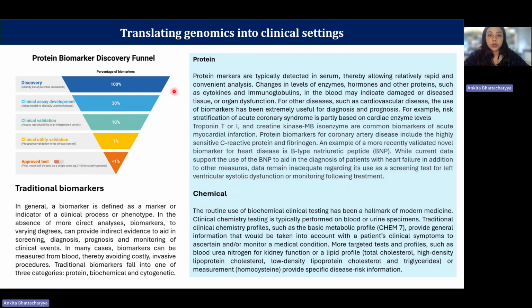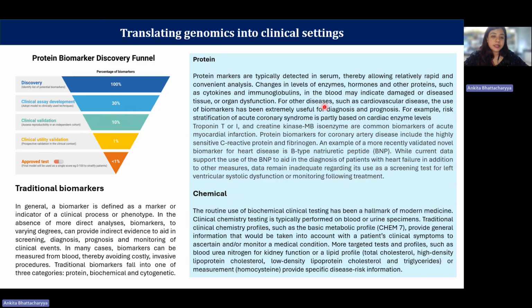So proteins, biochemical and cytogenetic, largely these are the three traditional biomarker categories. Protein biomarkers are typically detected in the serum, so it's easy to detect. It's quite rapid and quite convenient. Changes in the level of enzymes, hormones, and other proteins, such as cytokines and immunoglobulins in the blood, can indicate damaged or diseased tissue or some organ dysfunction that is possibly present.